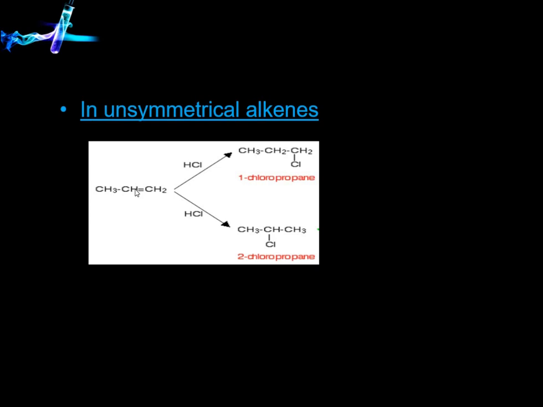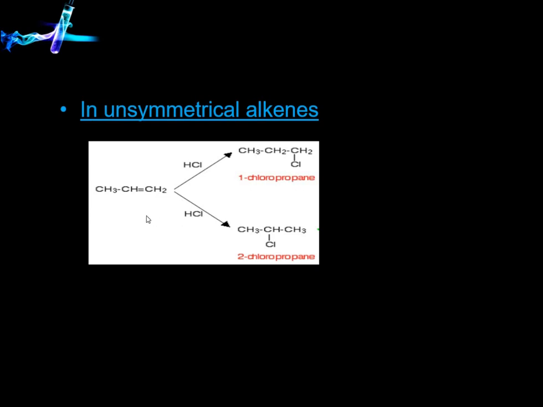This double bond has a carbon atom which is attached to one hydrogen and one methyl group, but this carbon is attached to two hydrogen atoms. So now there are two possibilities if we add hydrogen chloride to this molecule. The first possibility is when the double bond is broken, hydrogen can be added to the middle carbon and chlorine can be added to the terminal carbon, making 1-chloropropane.